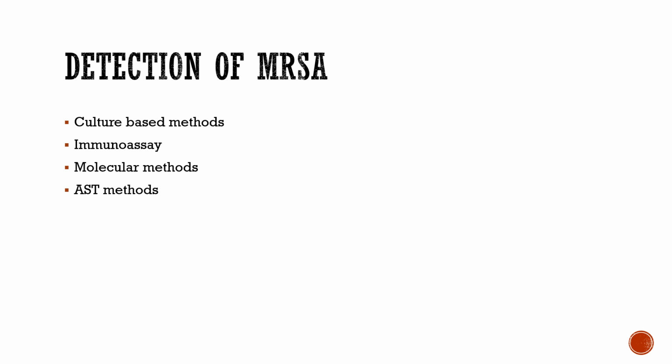So the AST methods include 2 types of discs that are used for these antibiotic susceptibility test methods, and they are the cefoxitin and oxacillin. The cefoxitin disc can be used for the disc diffusion method, where a 30 microgram disc is used, whereas for the broth microdilution we can use 4 microgram per ml of cefoxitin for the detection of methicillin-resistant Staphylococcus. There are multiple species that can be detected by these.